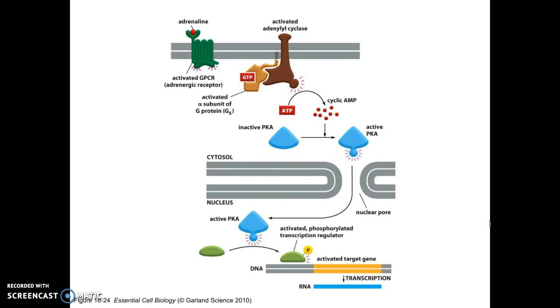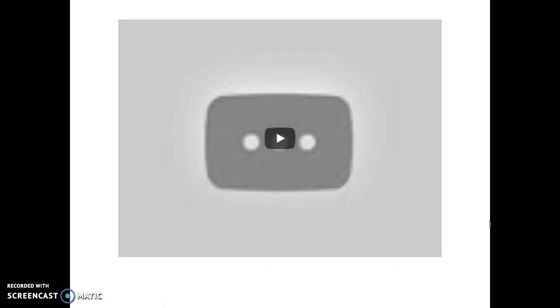So in one cell, we might see more glycogen breakdown and more glucose, but the exact same signal, adrenaline, through the exact same pathway, cyclic AMP, might in another cell cause some gene to be transcribed, like a stress hormone or maybe a cytoskeletal element or something like that. So watch this second video. Again, I'm going to have to fix the link. But watch the second video about PKA.